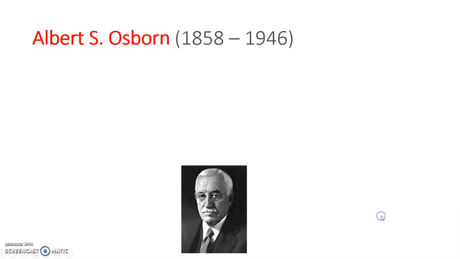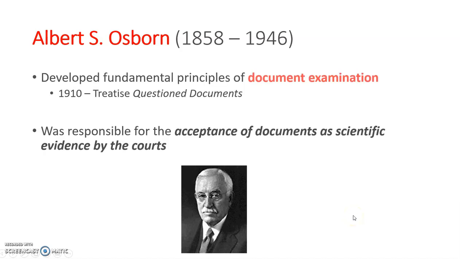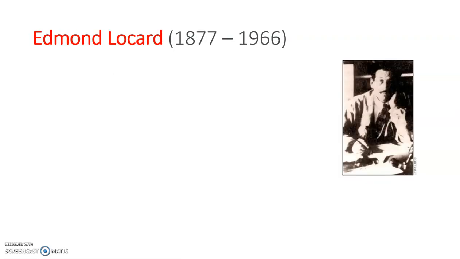Albert Osborn. What Osborn did is he looked at the principles of what we call document examination. So it was allowing documents to become evidence in forensic cases. That could be all sorts of different written documents that a criminal may have produced that can then be brought into a court and looked at as evidence.